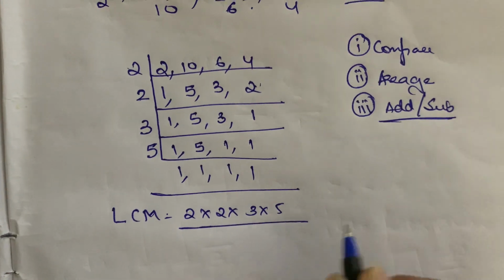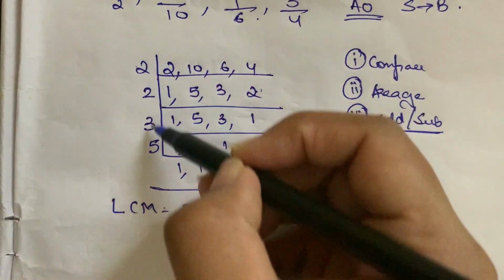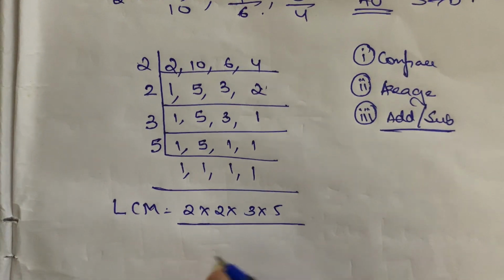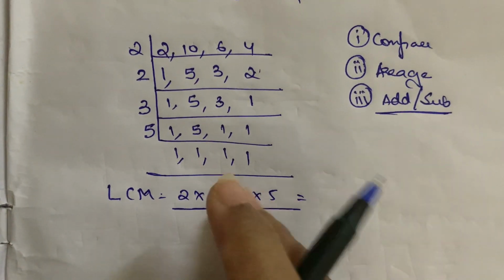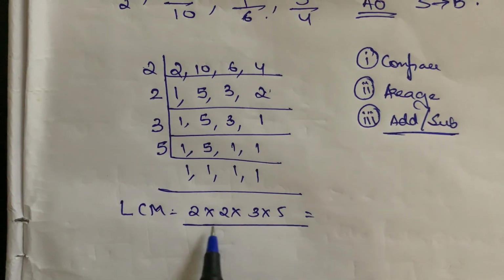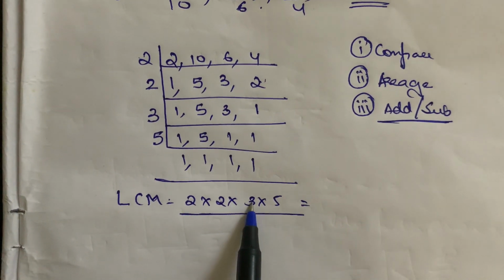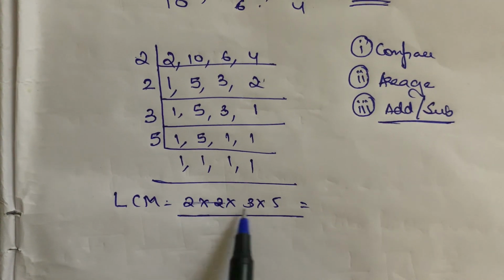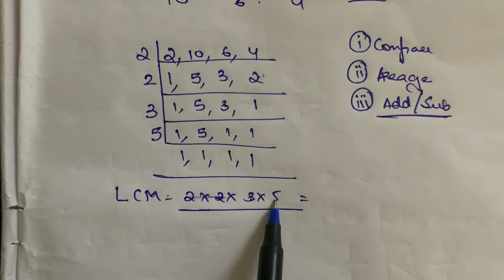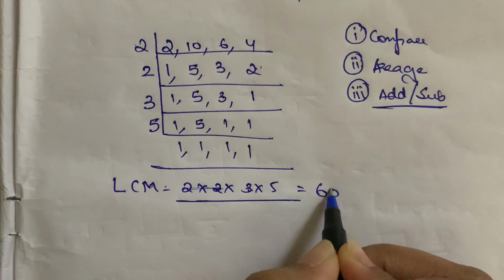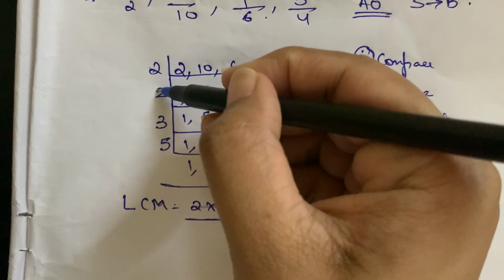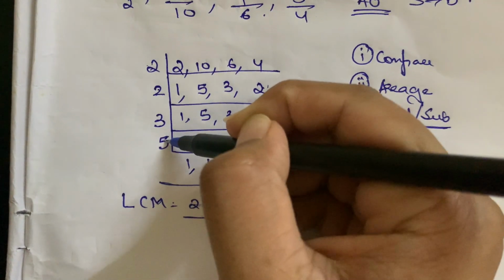Most of the students who are in grade 7 will do the multiplication here itself. But someone who is learning it for the first time can write it down like this and then do it. 2 2s are 4, 4 3s are 12, 12 5s are 60, is the LCM. Okay, 2 2s are 4, 4 3s are 12, 12 5s are 60.